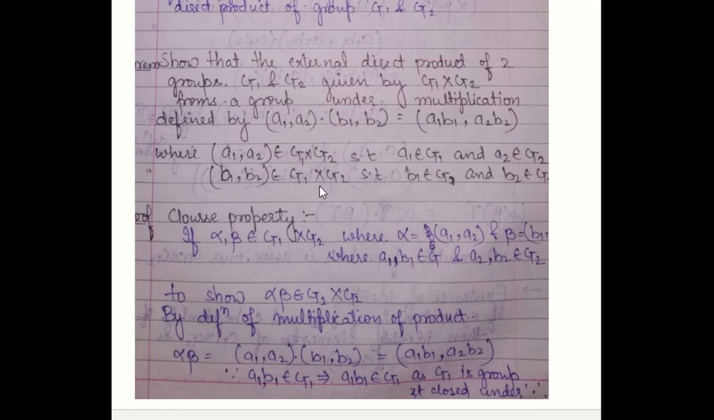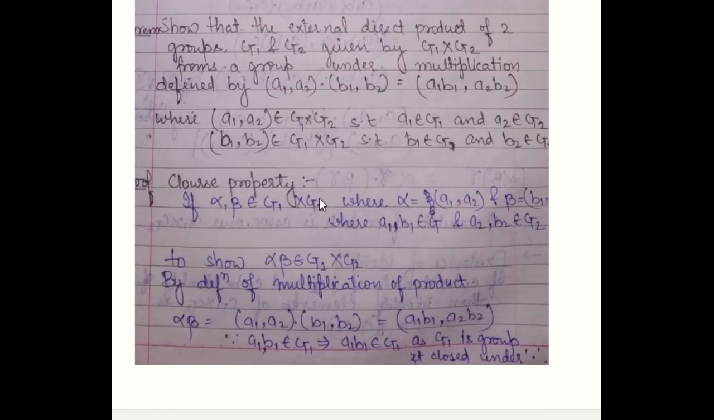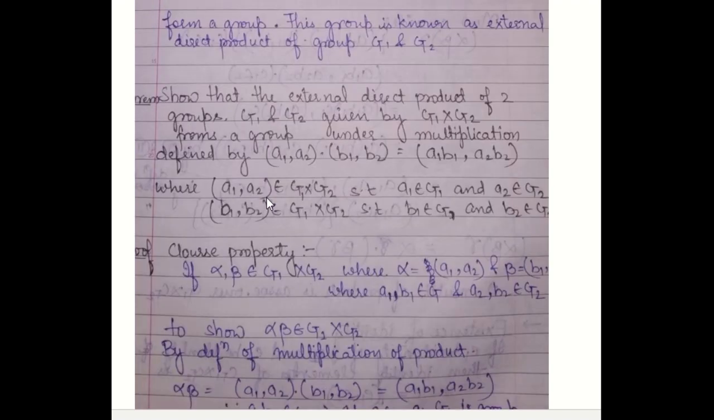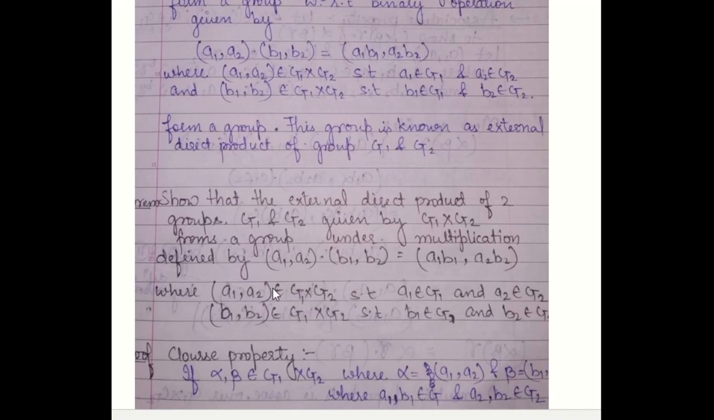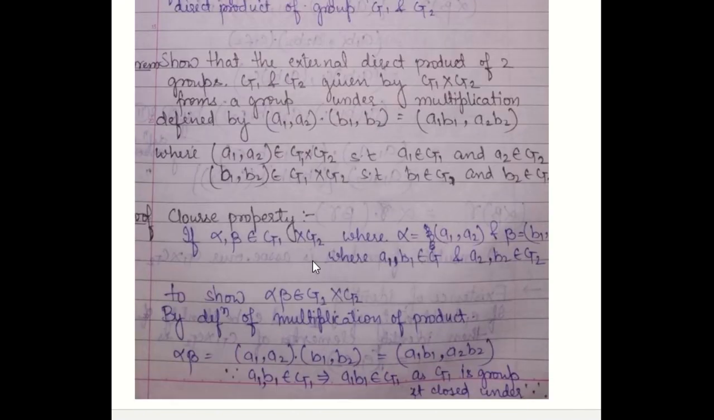To prove it is a group, we have to show all four axioms: closure law, associativity, existence of identity and existence of inverse. First we are going to show that this set G1 cross G2 is closed with respect to the product defined above. Under this product, this set is closed.